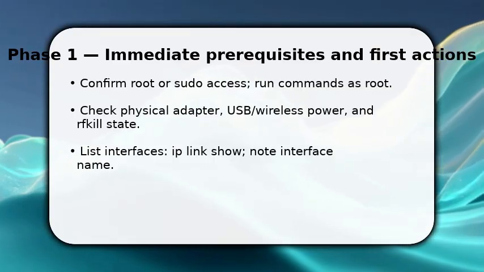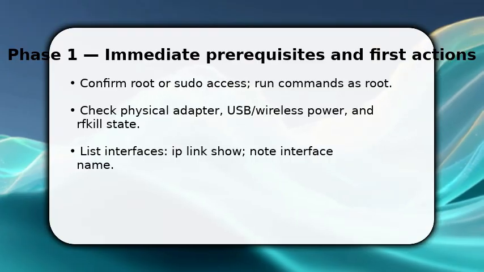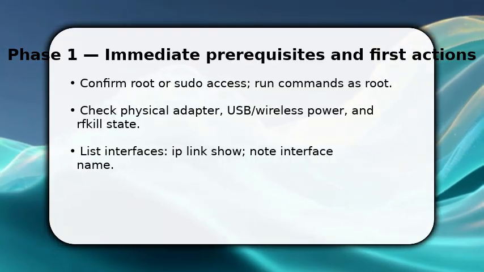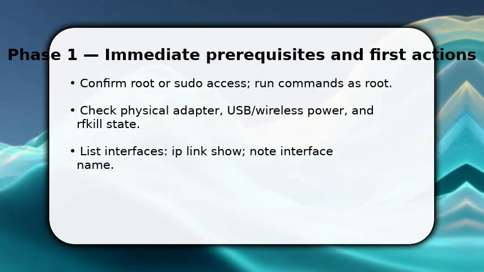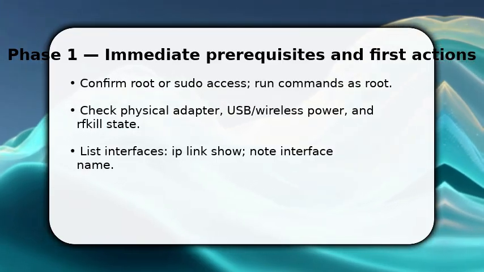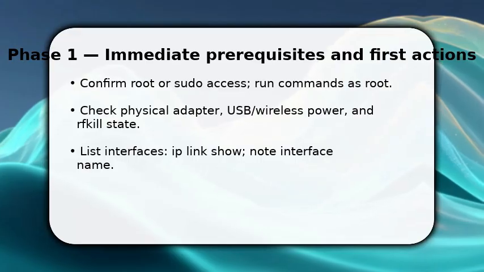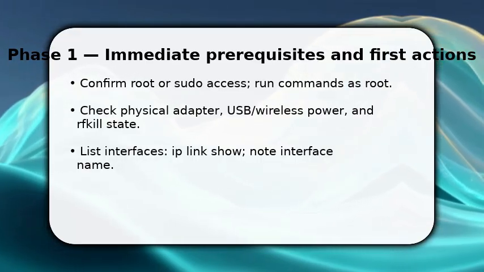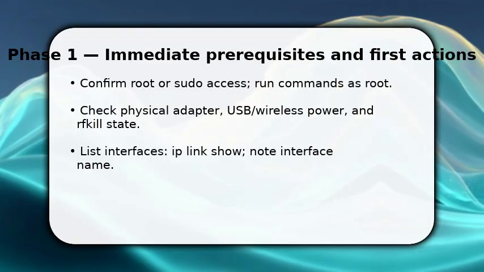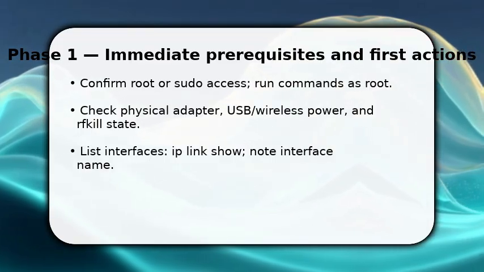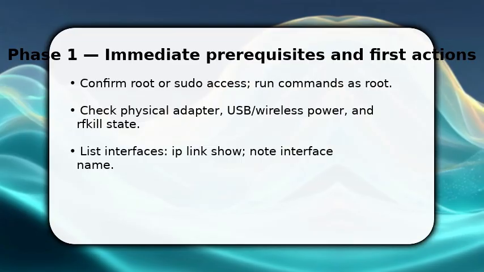You start by confirming you have root or sudo. That lets you change network state immediately. Next, inspect the adapter physically and run rfkill list to ensure radio is not blocked. Once done, list interfaces with ip link show and write down the interface name, for example wlan0 or eth0.